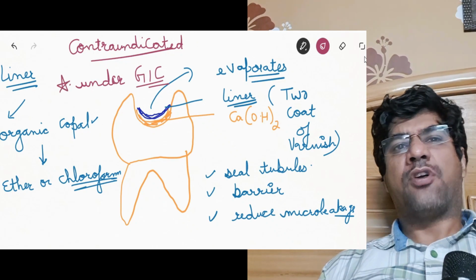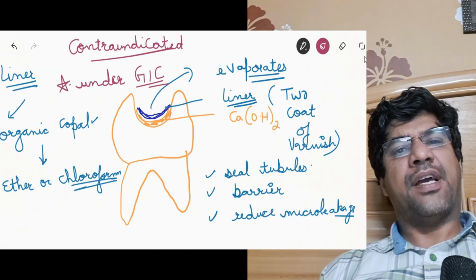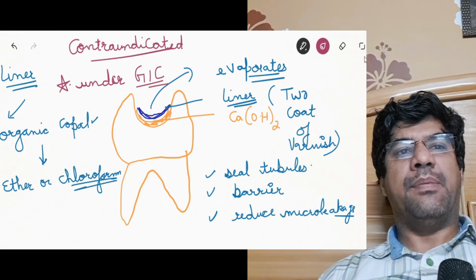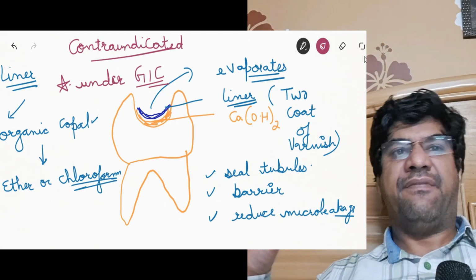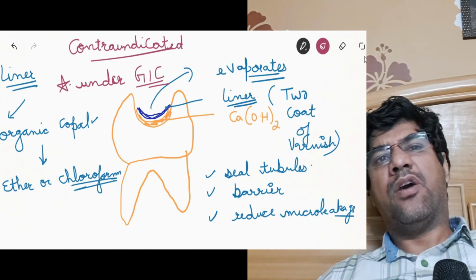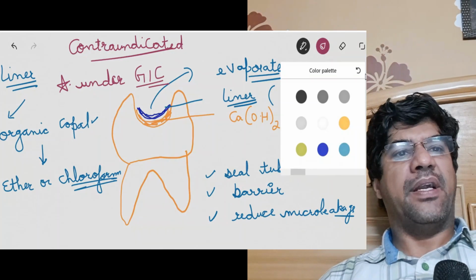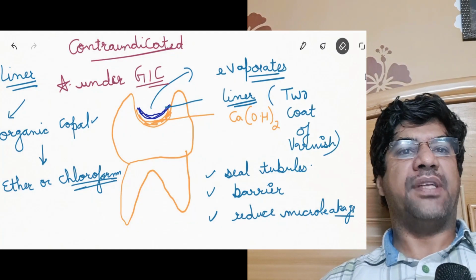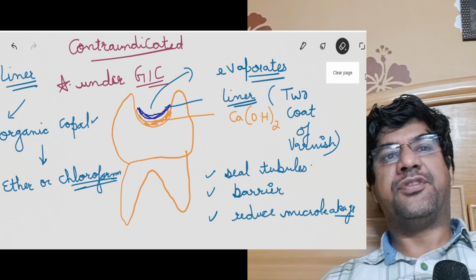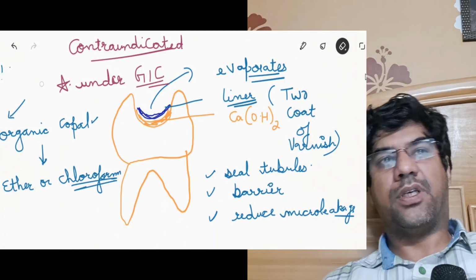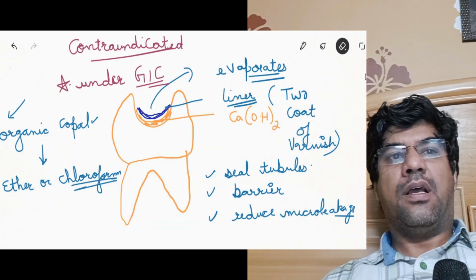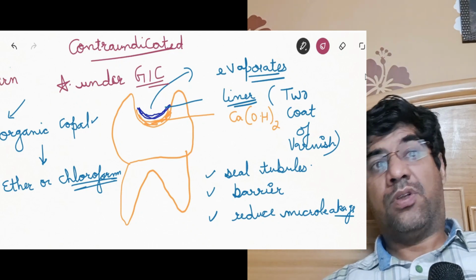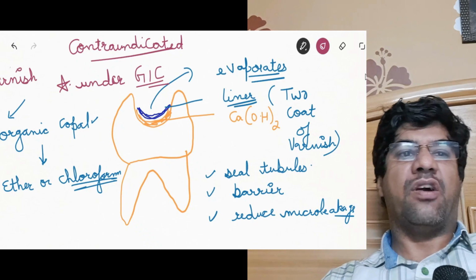Why varnish? It is contraindicated under the glass ionomer cement. It will interfere with the bonding of the tooth to the cement. So that is why we contraindicate varnish under the glass ionomer cement. Also, with the restorative resins, varnish is not used, as the varnish liners dissolve in the monomer of the resins, and that also interferes with the polymerization of resins.